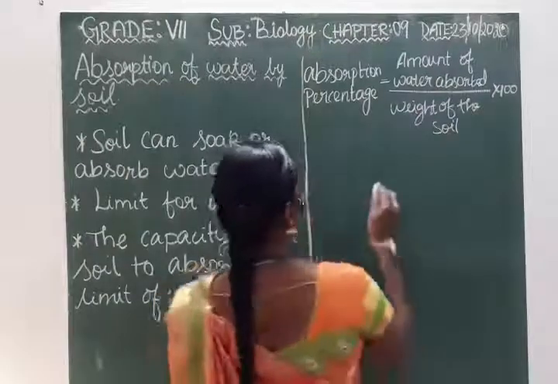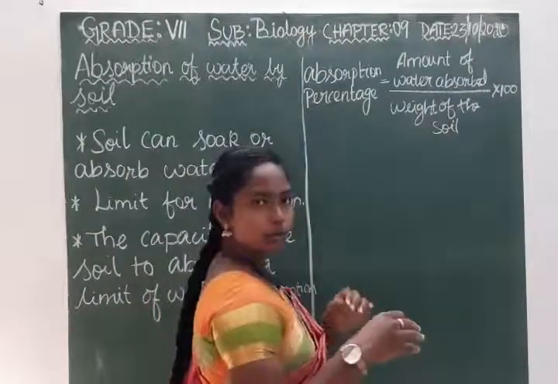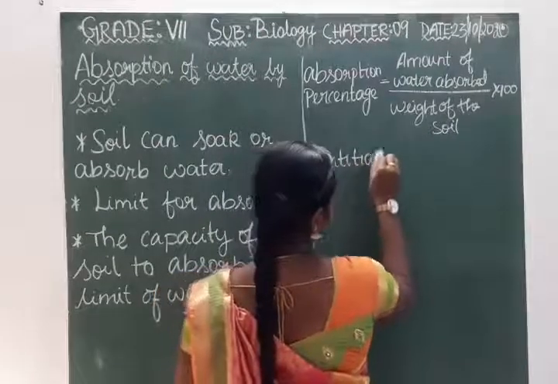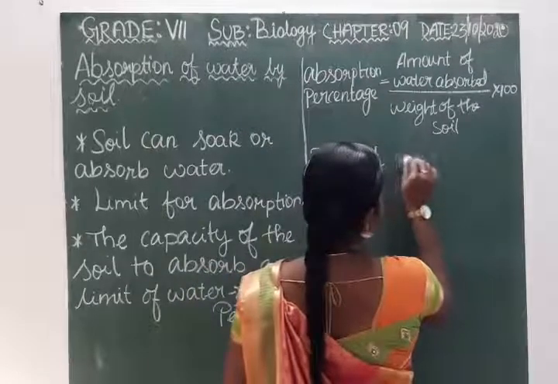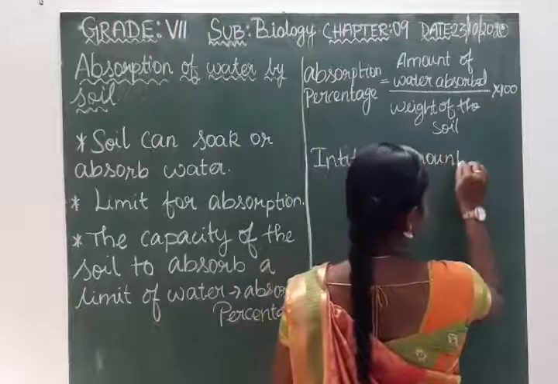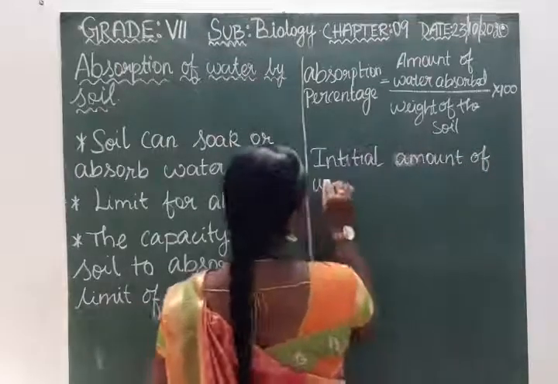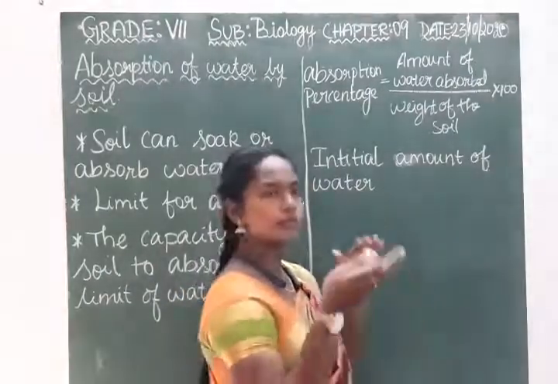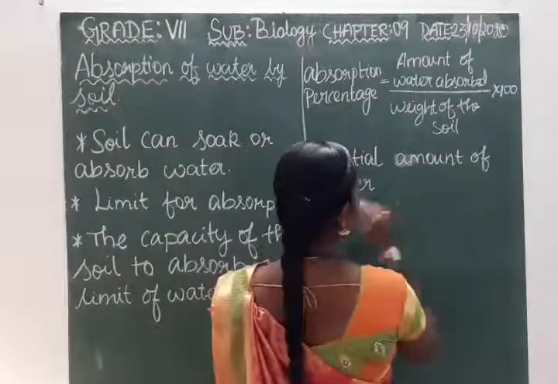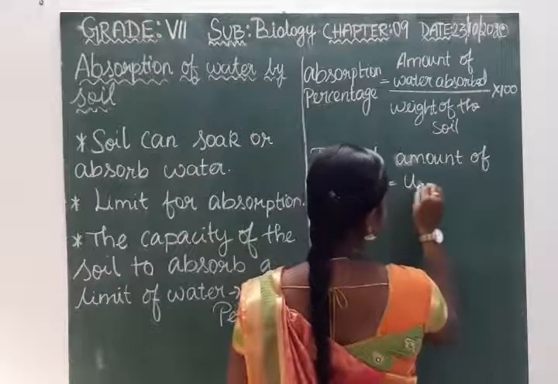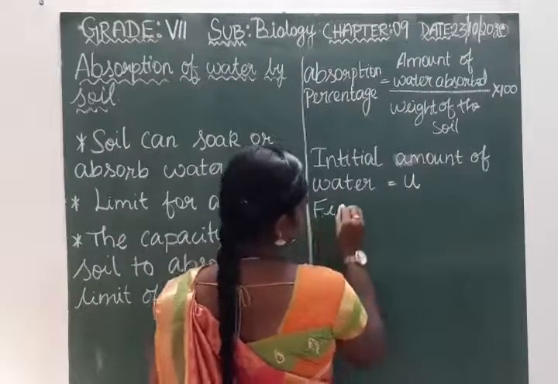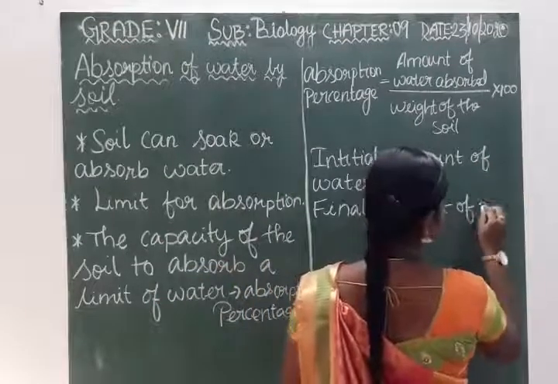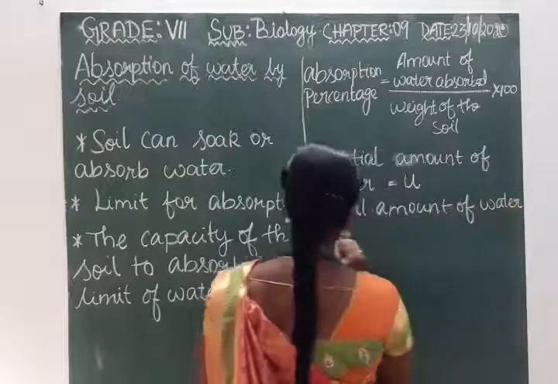For that we have to know the initial and final amount of water. The initial amount of water is the water before pouring, which is represented by the letter U. And the final amount of water is represented by the letter V.